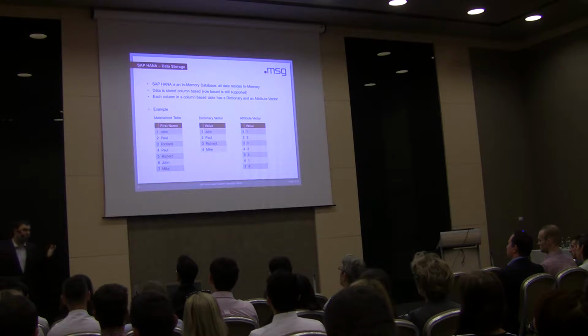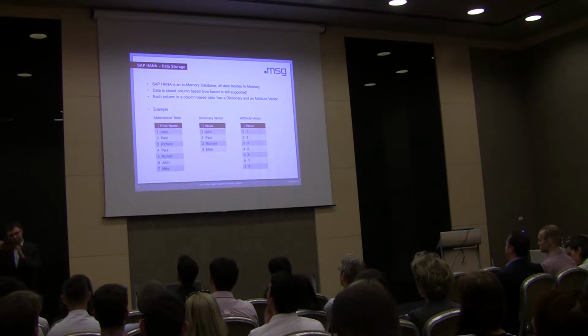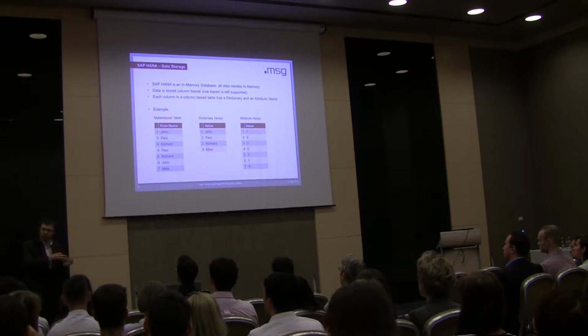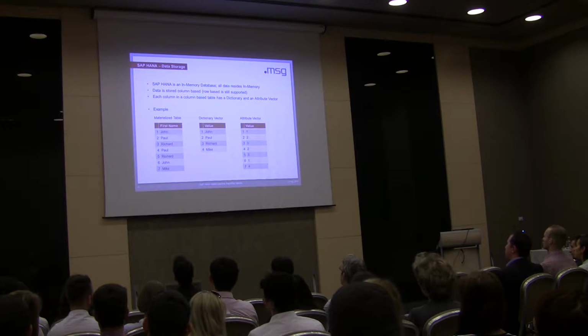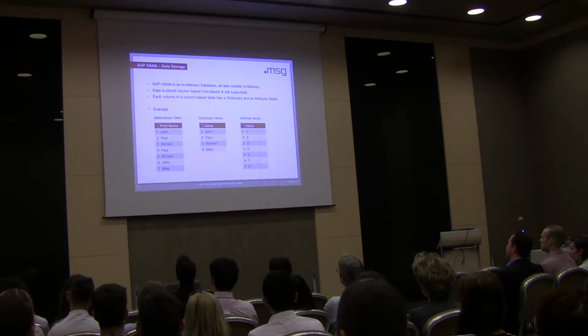So if you have 1 million entries in that database table, then the values for that column are stored behind each other. So first name 1, first name 2, first name 3, and so on. But that's not all. A column is stored in a dictionary and an attribute vector, it is called. Maybe we have a look at that example here.